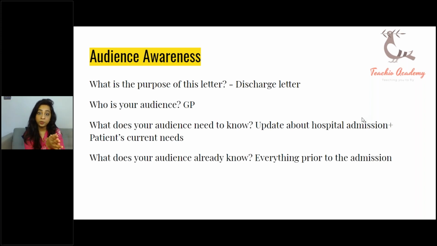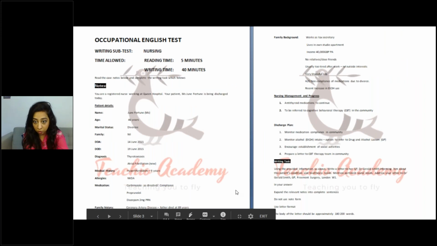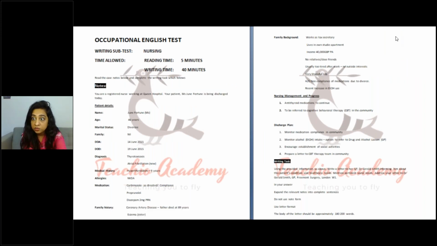What we need to do is understand the task first. So I'll go back to the letter again and read what the task was. My task says, using the information as above, write a letter to GP Dr. Gerald Smith, informing him about this patient's condition and healthcare needs. Mention pertinent social status. Address your letter to Dr. Gerald Smith, GP, Fremont Surgery, London, W1.